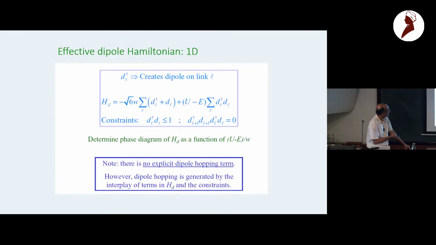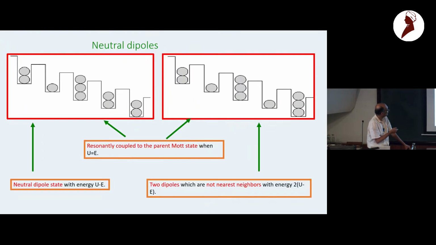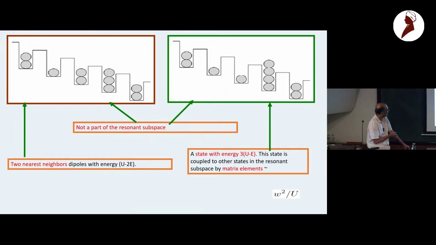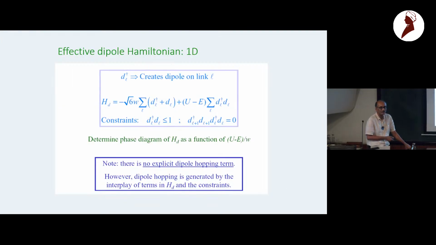So then we can say that, okay, since we know that these are the low-lying excitations, how can we create an effective dipole Hamiltonian, which is going to determine the physics of this system? So one term in this dipole Hamiltonian, which is absolutely trivial to understand, is that it costs an on-site energy of U minus E to create or destroy a dipole. Okay, because creating a dipole is simply U minus E.